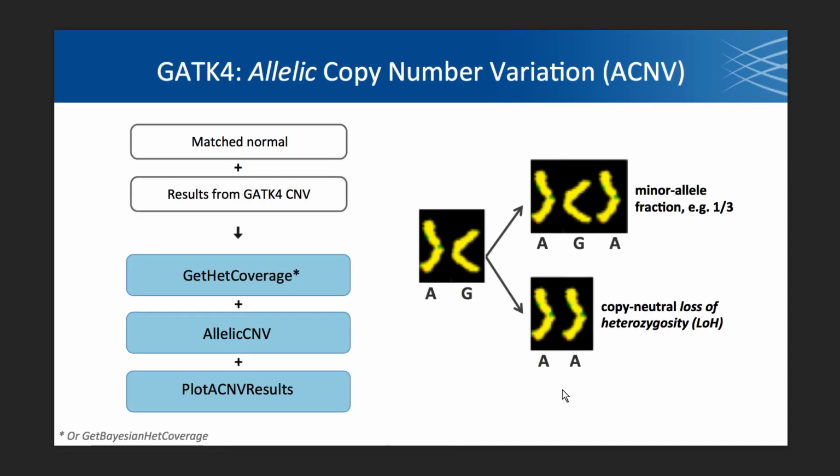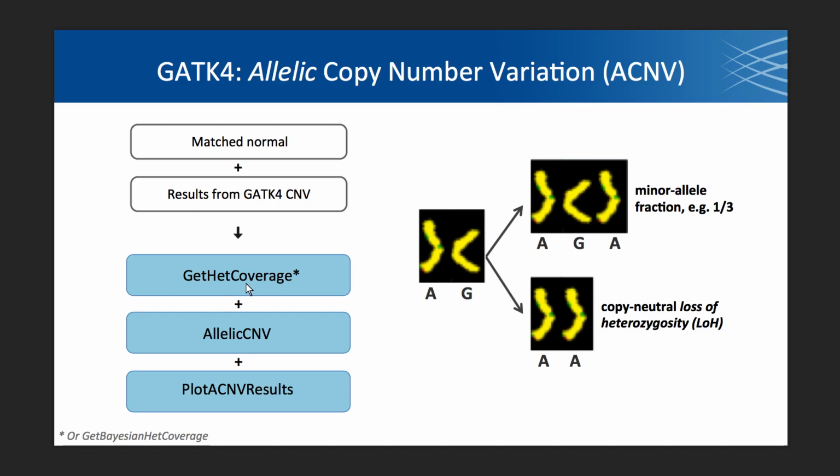Okay, we have 10 minutes to cover ACNV. So allelic copy number variation has, again, many associated tools. Most of them are still in beta and experimental status. The tools that are good to go are listed here. There are 4 of them: GetHet Coverage, Allelic CNV, Plot ACNV Results, and Get Bayesian Het Coverage, which is a different way of getting het coverage using different masks.